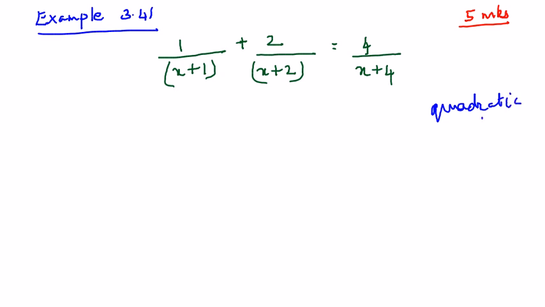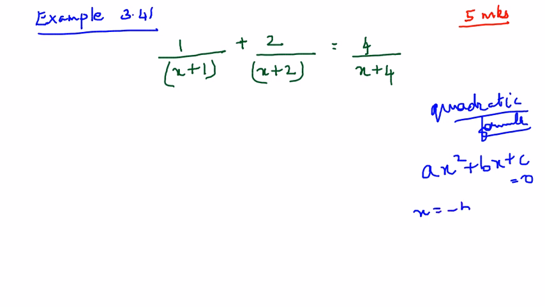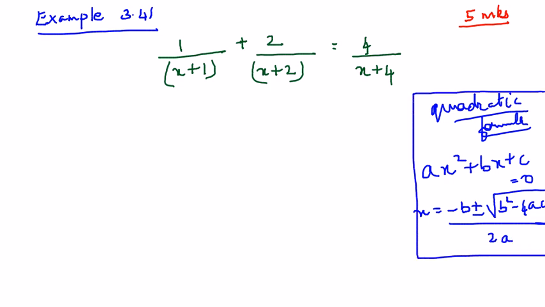Okay, the quadratic formula says that if you have any equation of the form ax squared plus bx plus c is equal to 0, then you can solve for x using the formula: x equals minus b plus or minus root of b squared minus 4ac, by 2a. Never ever forget this formula as long as you're going to do maths, right? It's a very, very important formula.